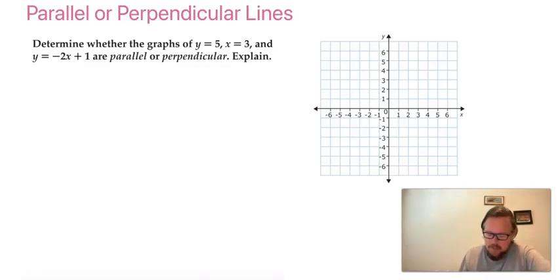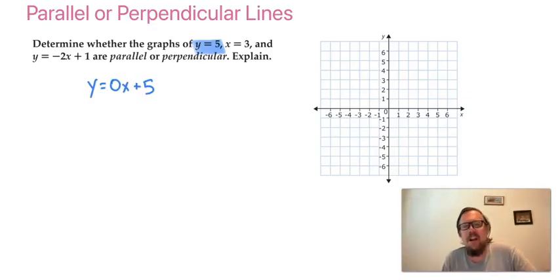And so I'm going to do each one of these graphs in a different color. Let's start with y equals 5, and we're going to do them in different colors so that whenever we get done, we can tell which is which. Now, y equals 5 is a graph that has a slope of 0. If we were doing this in slope-intercept form, it would be y equals 0x plus 5. And so this graph is going to be a horizontal line with a y-intercept of 5.